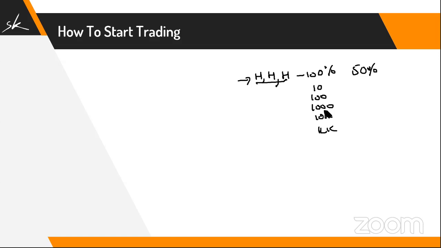But once I start making my sample size bigger and bigger, I'll start seeing this clarity, that yes, the bigger the sample size, the closer I'm getting to that 50%. So whenever you are trying to understand something statistically, you need to have a big enough sample size to understand that. You cannot do it on a sample size of 3 trades, or 5 trades, or 10 trades.